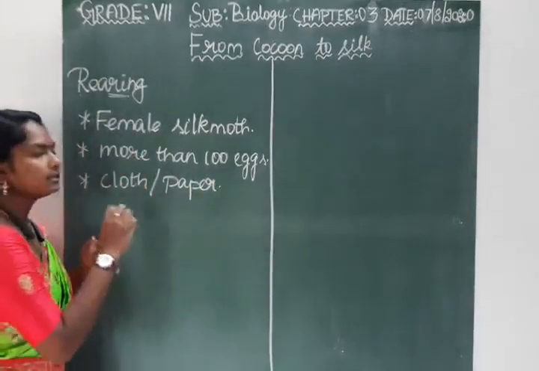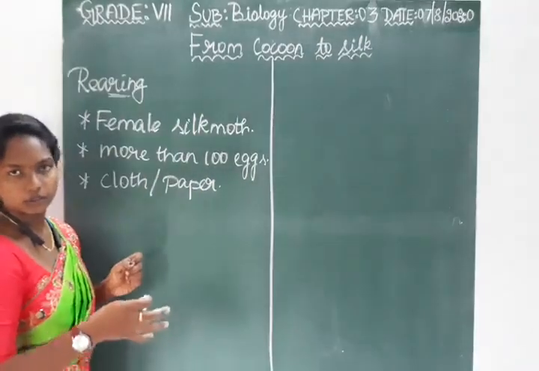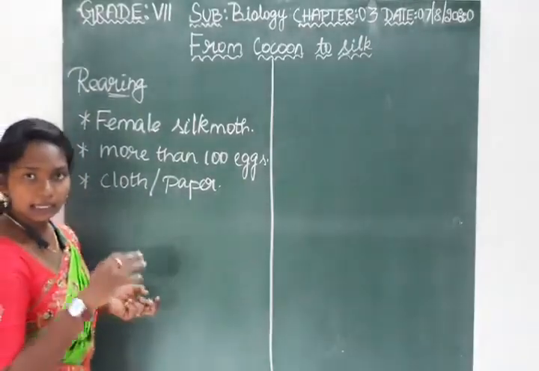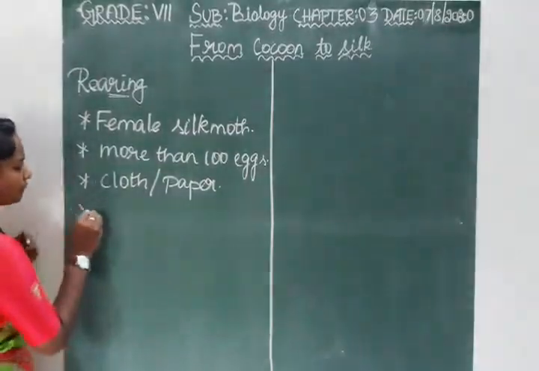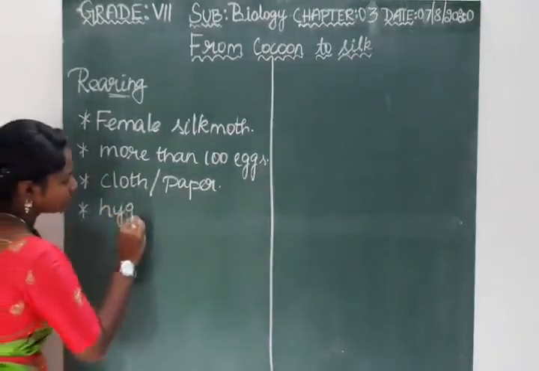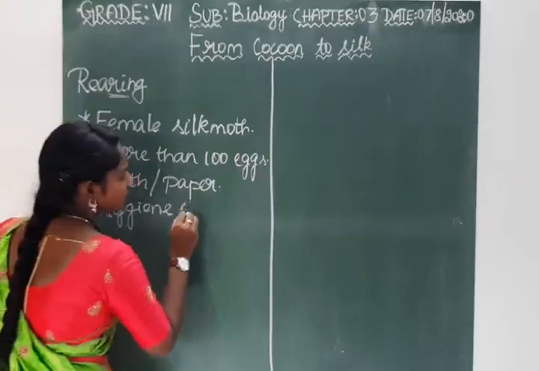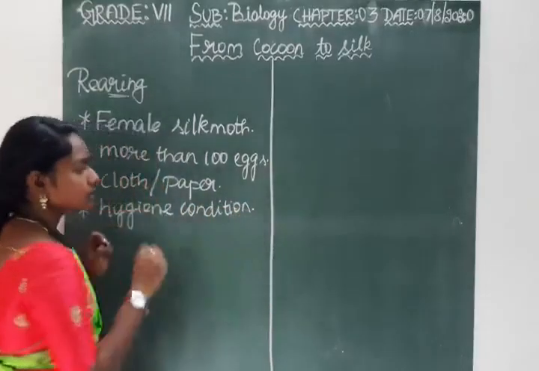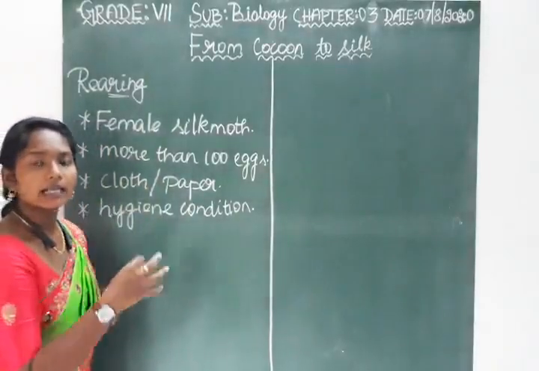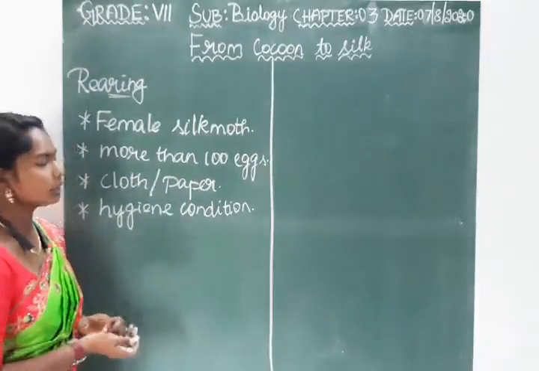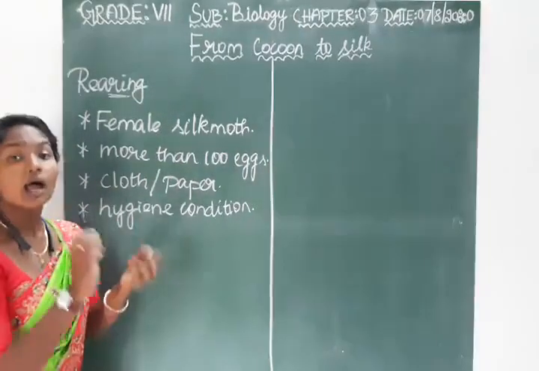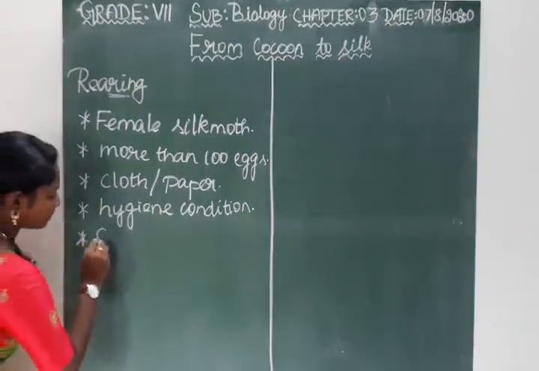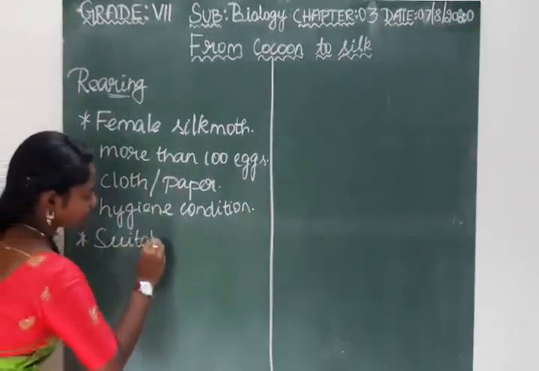Then this is sold to the farmers, and they keep these eggs in hygienic conditions. Why? If it is not maintained in hygienic conditions, there can be an attack of microorganisms. So it has to be maintained in hygienic conditions, and it has to be provided with a suitable temperature.